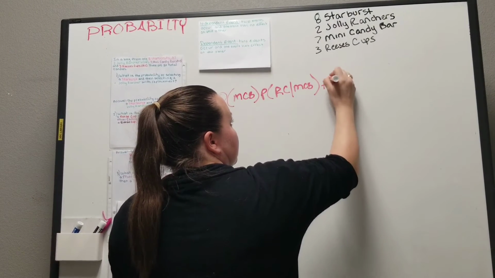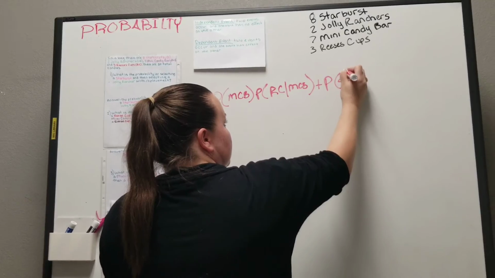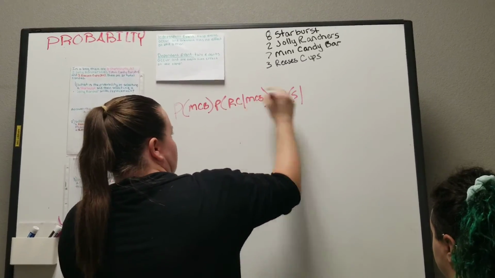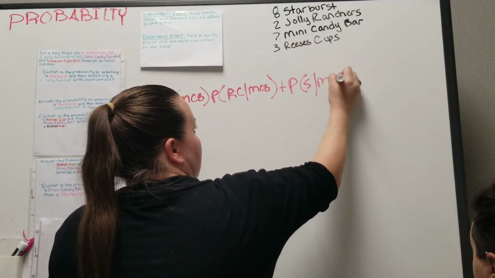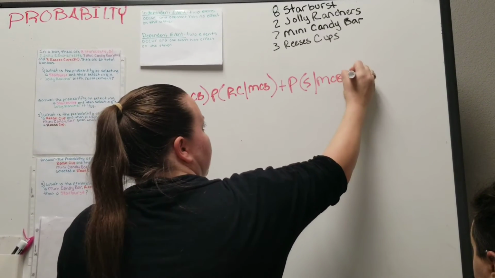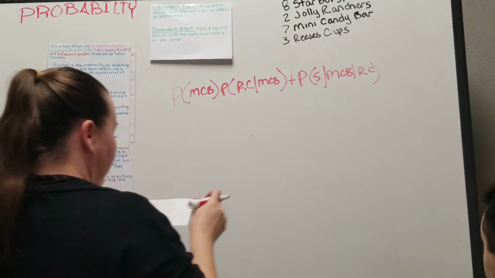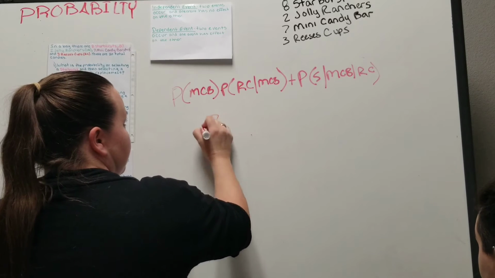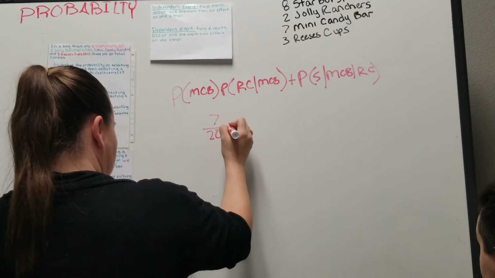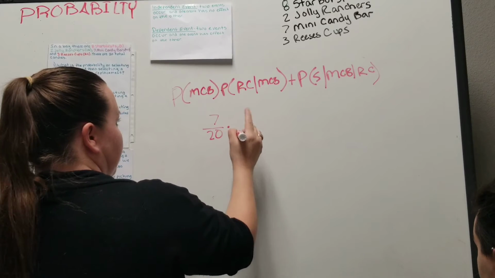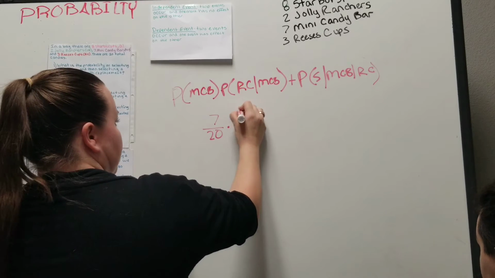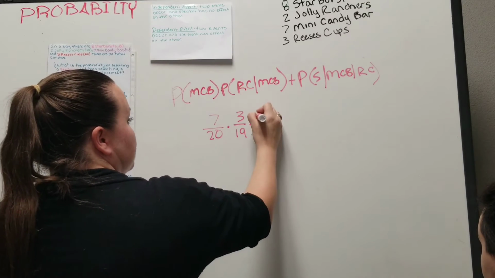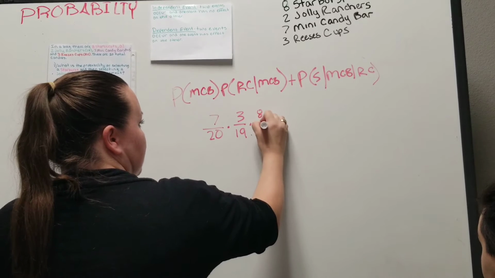times the probability of a Starburst, given that we have picked a mini candy bar, given that we have picked a Reese Cup. So then we have to put the number of mini candy bars, which is 7 out of 20. Then we have to multiply that by the number of Reese Cups, which is 3 out of 19. And then we have to multiply that by the number of Starbursts, which is 8 out of 18.